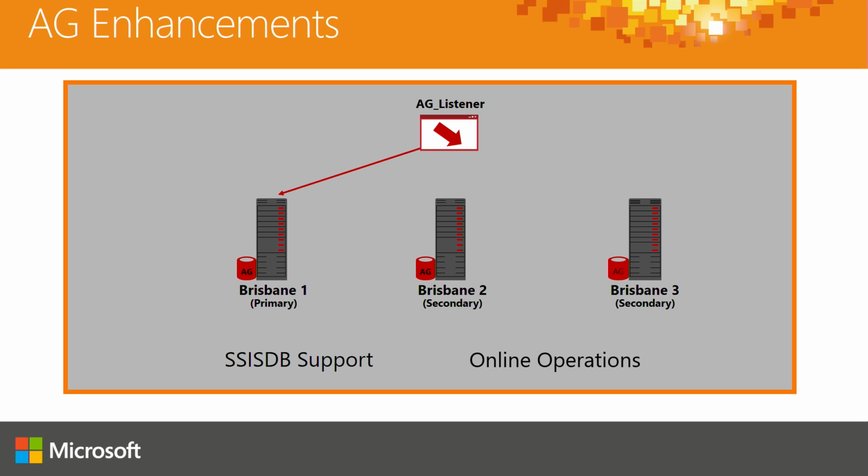Online operations. There's been some increases in online operations. That is that we can now do truncate against partitions. So therefore, we stay up and online. It's fully supported in availability groups. So therefore, we meet our uptime requirements. We can also do alter column alterations, which are in an online state, fully supported with our availability groups, keeping everything online.